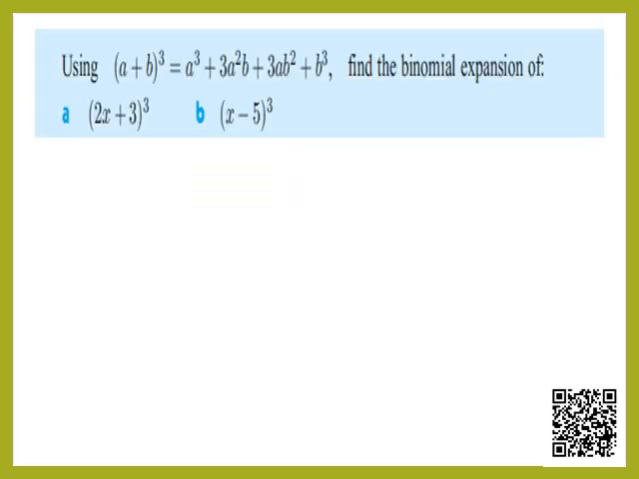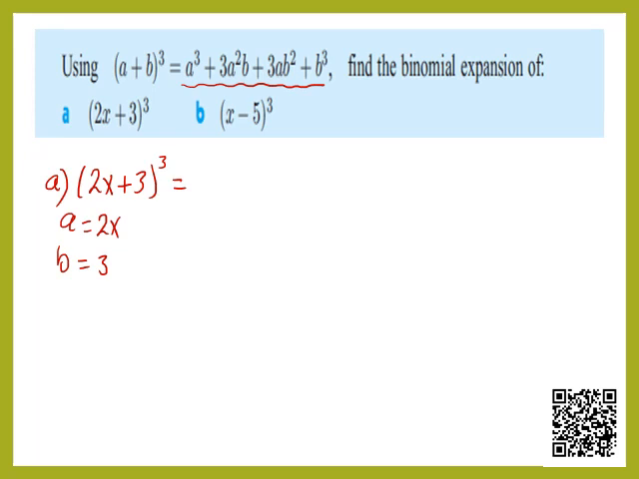To practice this part, here is the rule for a plus b, a binomial to the power of 3, and I want to expand this bracket. Let's start with part a: 2x plus 3 to the power of 3. In this case, the value of a is 2x and the value of b is 3. So let's substitute into the equation: a, which is 2x to the power of 3, and the last term is b to the power of 3.